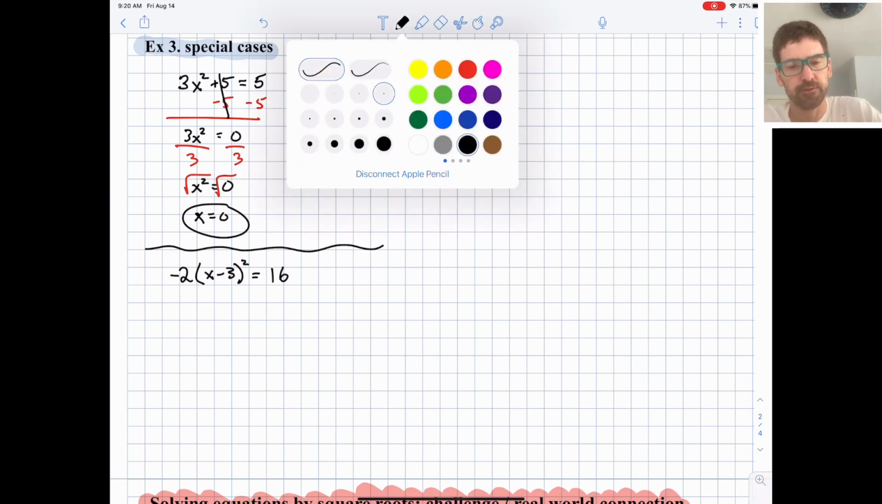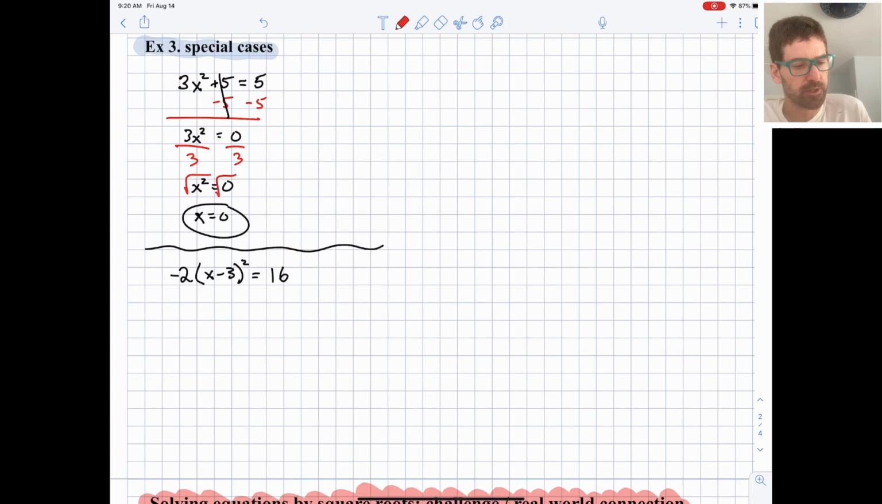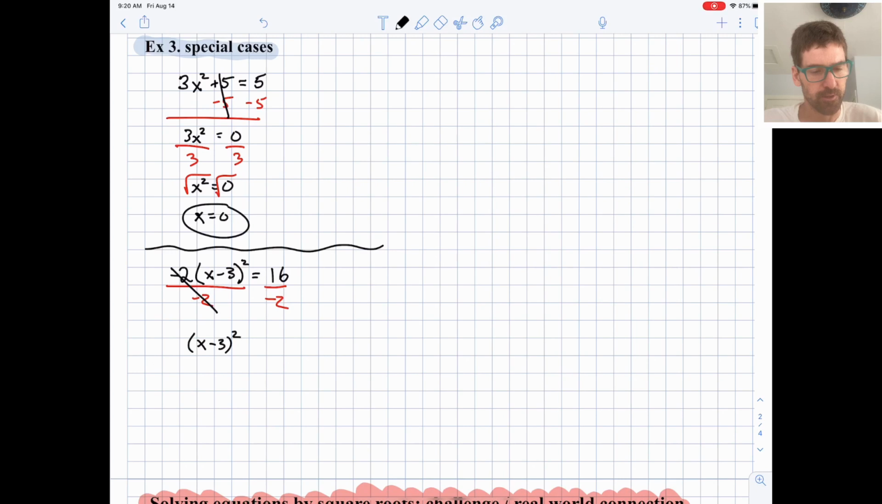Let's divide by negative 2. Again, you don't want to multiply out the x minus 3. You don't want to square the x minus 3. That gets things a little more complicated than you need to. So we have the x minus 3 quantity squared equals negative 8. Are you seeing the issue here? Let's square root both sides. X minus 3 equals, what is the square root of negative 8? Let's find it. I get an error on my calculator.